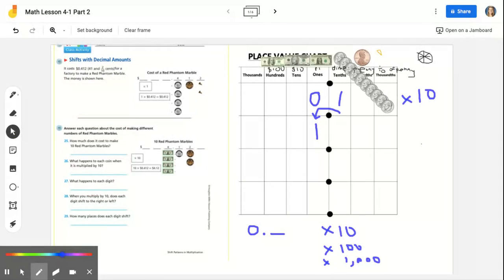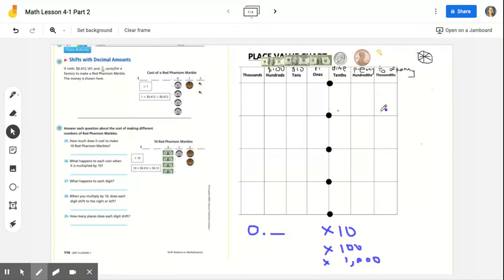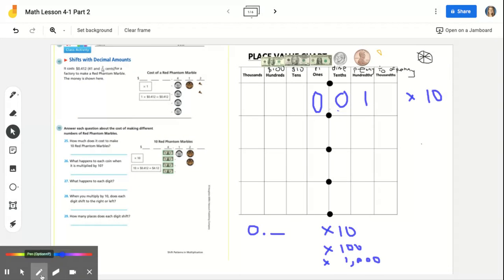All right. Let's talk about pennies. So go ahead and erase your place value chart. Okay, so in your place value chart, let's write out 100ths on the top line. So 100ths is 0 in the ones, 0 in the tenths, and a 1 in the hundredth spot. Let's multiply this by 10. 100th times 10 gives us what amount?